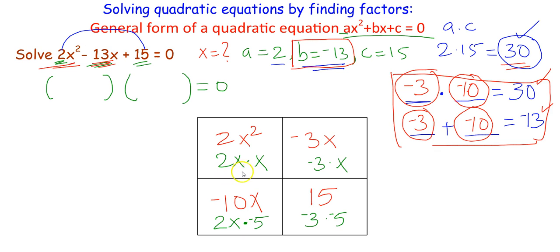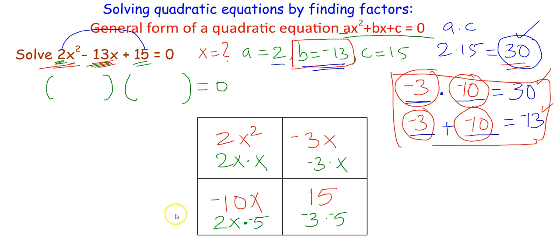Likewise, in all the boxes, everything looks good. Like 2x times x, 2x square, that's good. Now, negative 3 times x, negative 3x, wonderful. Now, 2x times negative 5, that is negative 10x, that's right. Now, same way, negative 3 times negative 5, everything looks good.